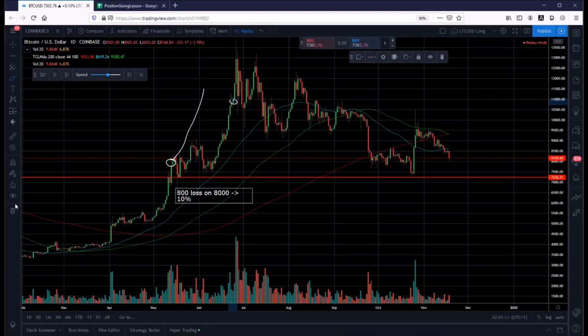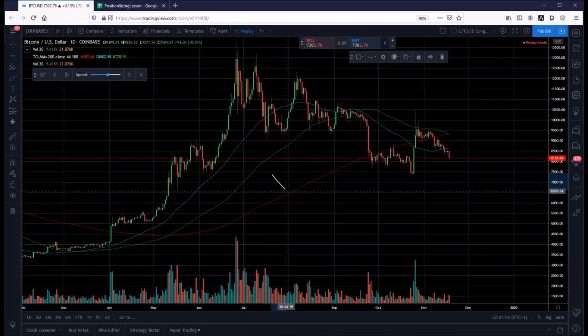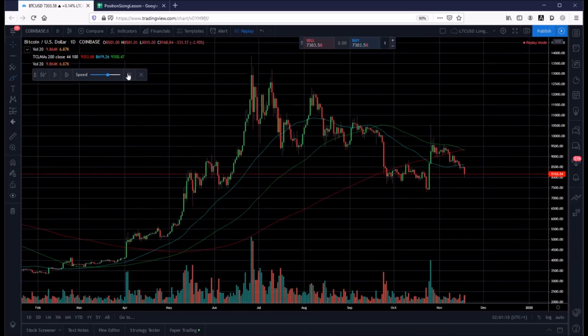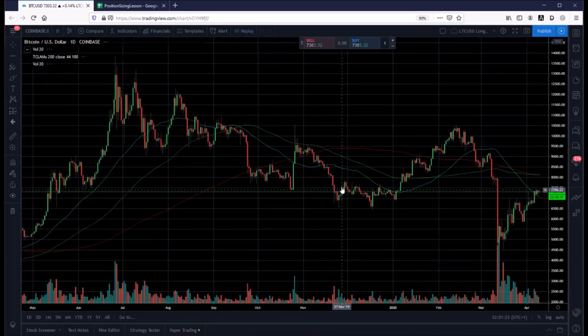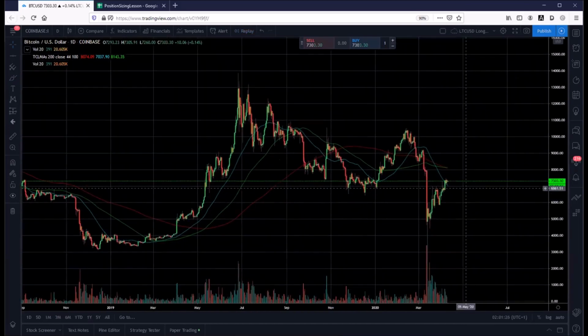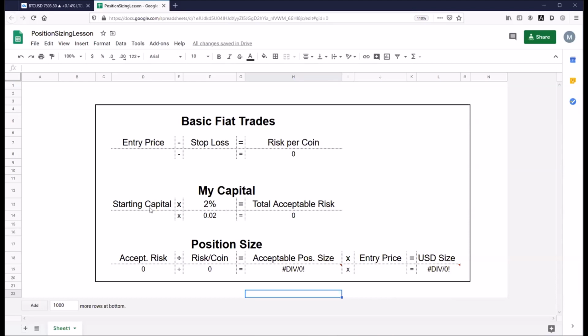So let's just take a look here at a clean chart for a second. And I'm going to go all the way to the present. And we're going to try to plan some kind of an entry with an amount of capital. So let's pretend for a moment that we're going to start with a modest $1,000 of capital.